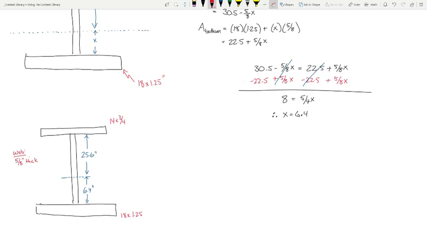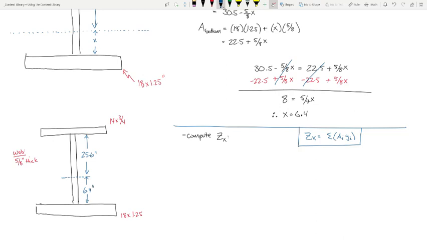Now, that is locating the P&A. Okay, if we want to compute ZX, ZX is just the sum of the area times the moment arm. Okay? That's all this is. Okay? So what we have to do is we just have to break this up into a series of simple shapes and just handle it one at a time.